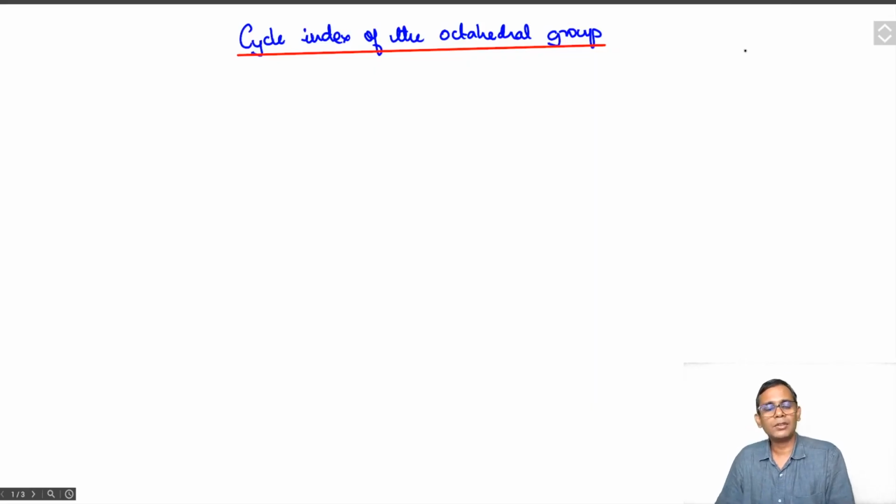In this lecture, we're going to compute the cycle index of the octahedral group. The octahedral group is just the group of symmetries of an octahedron, and it's regarded as a permutation group of the vertices of the octahedron. So how do we think of an octahedron firstly?